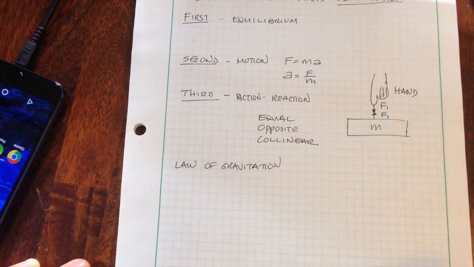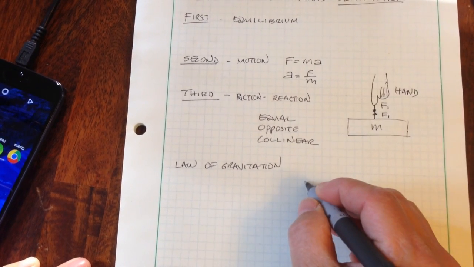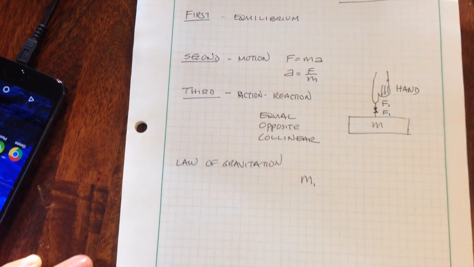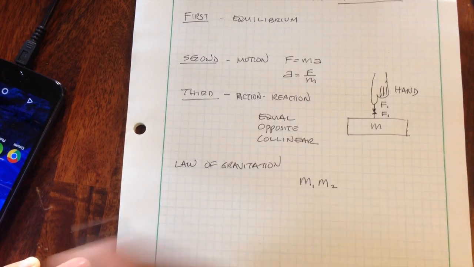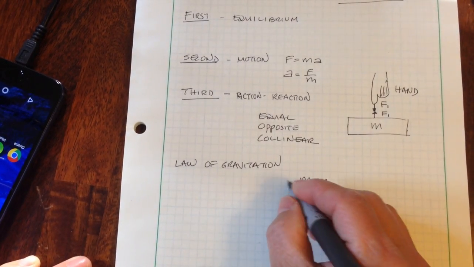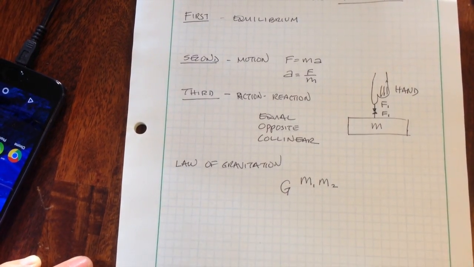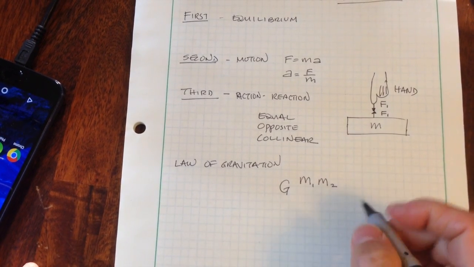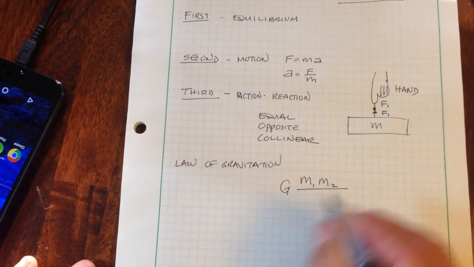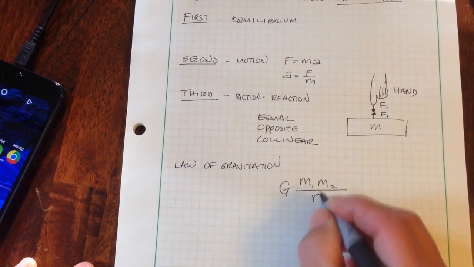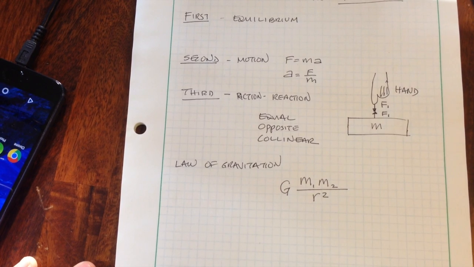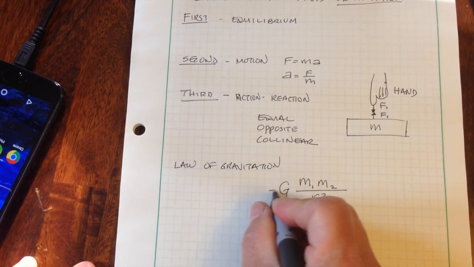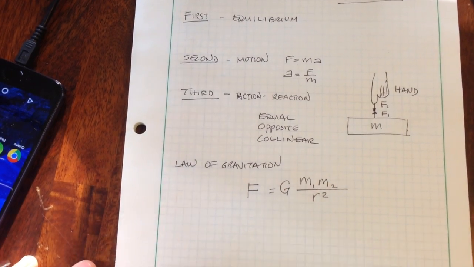What Newton said was that if I had an object with mass 1 and another object of mass 2, and they experience some kind of gravitation, and we measure the distance between those two, and we would square it, and they would have this gravitational attraction between the two, and that would be given by this formula.